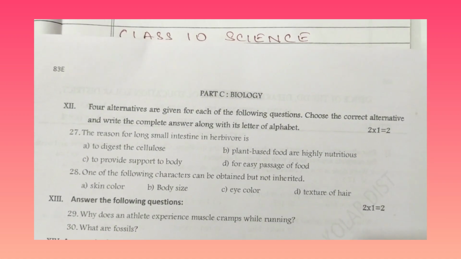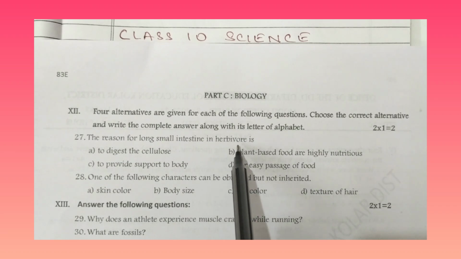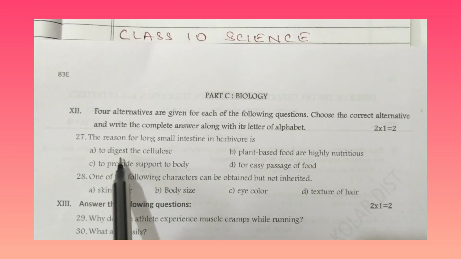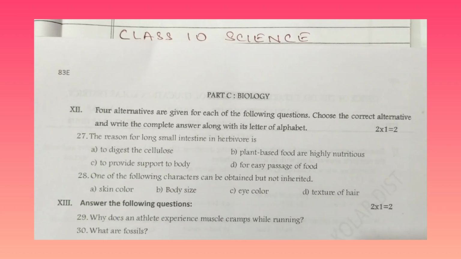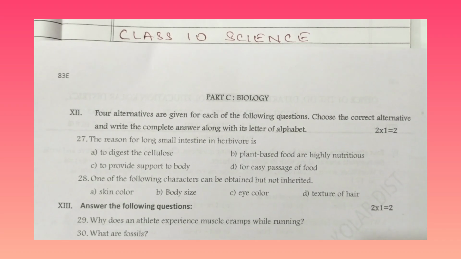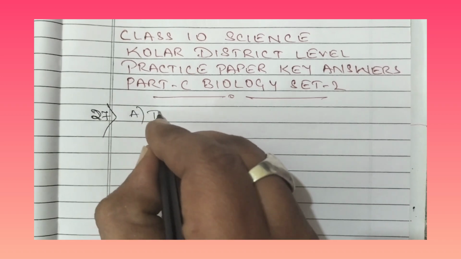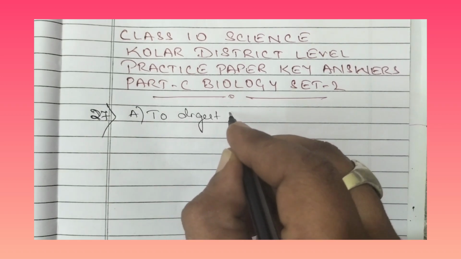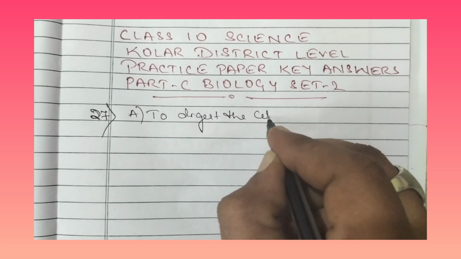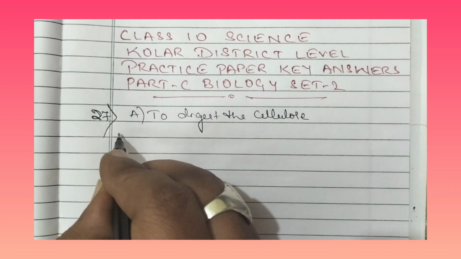The first question starts from 27th. The reason for the long small intestine in herbivores is dash, to digest the cellulose. So among these four, the right option is option A. It has a long small intestine in order to digest cellulose. Because it is very difficult to digest cellulose, therefore it has a long small intestine.